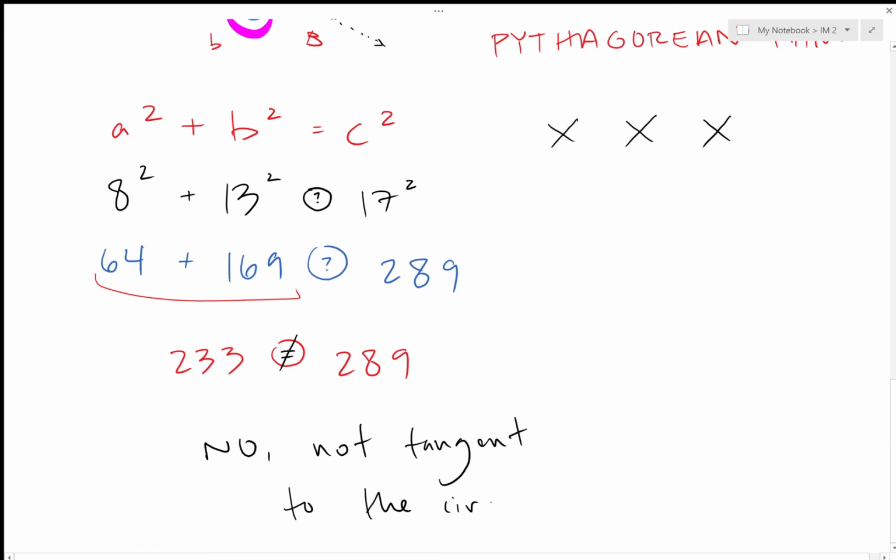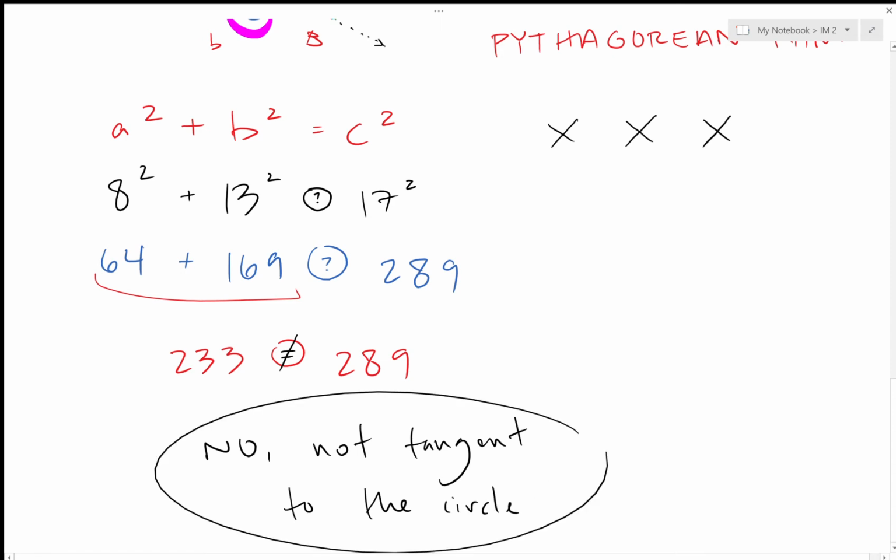All right. So if you want to simplify all this, basically do the Pythagorean Theorem. If the two numbers are equal, say yes. If the two numbers are not equal, say no, not tangent. All right, so let's try this again.